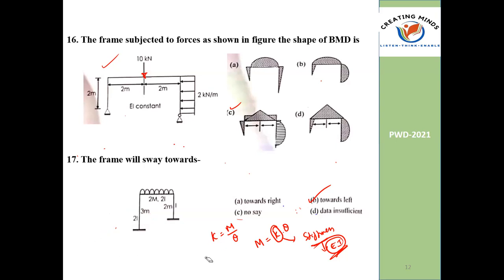Okay, this is a relation. Sometimes they will ask whether the sway depends on a product of stiffness and rotation, or deformation and force. Like this they will give. You have to say that it's a product of stiffness and rotation. Okay, clear? Any doubts? No, sir. Okay.